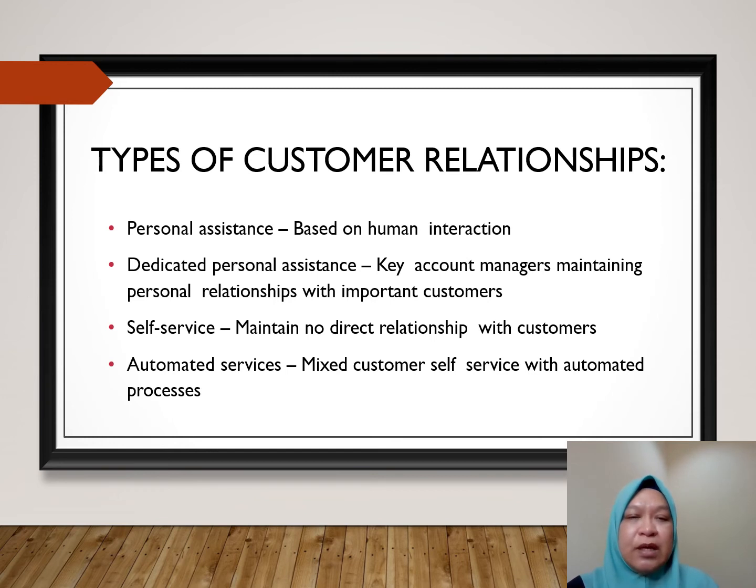So there are a few types of customer relationship. We can use personal assistance based on human interactions at your store. Dedicated personal assistants, where key managers maintain a personal relationship with usually important customers. Self-service, meaning there is no direct relationship with the customer, or automated services, a mixture of self-service and an automated process.